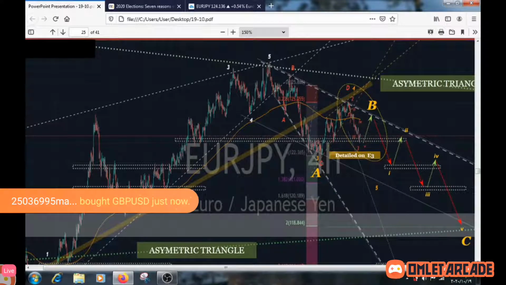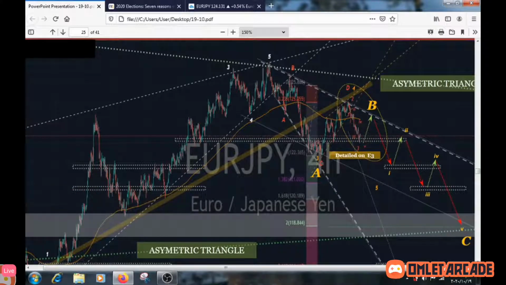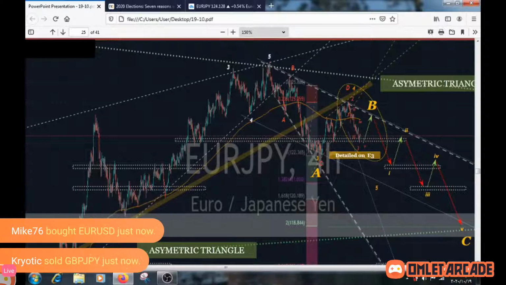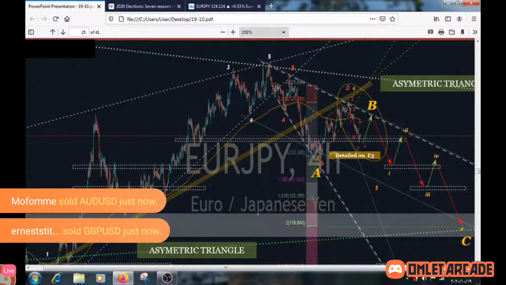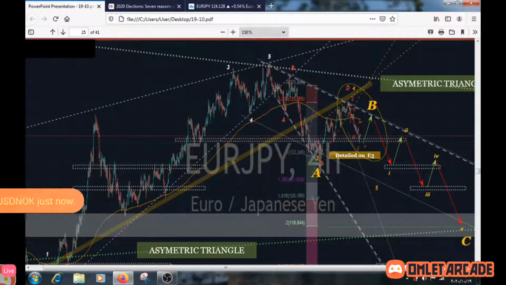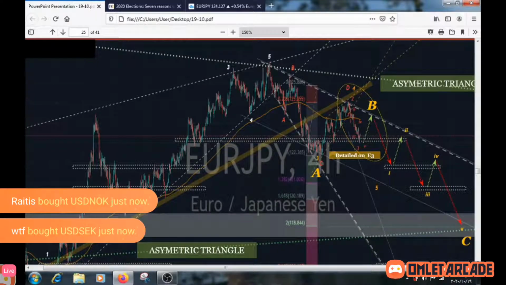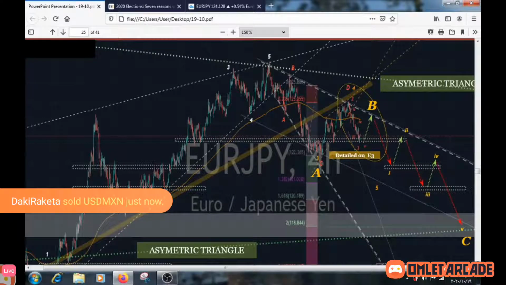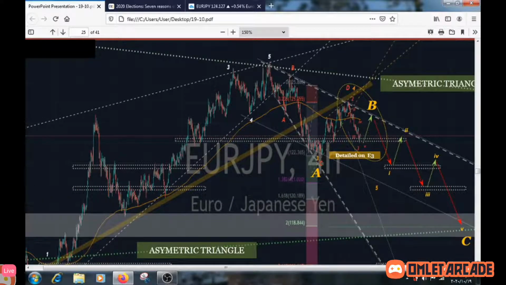All right, so a 5 will not move more than, hopefully, probably 38% to 27.2% or 38.2%, or even 61.8%. So we'll take the logical value, which should be 38.2, and that should drive wave 1.